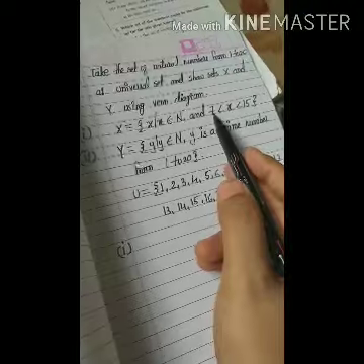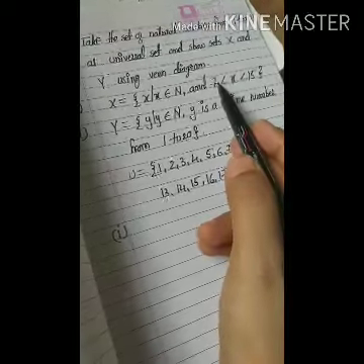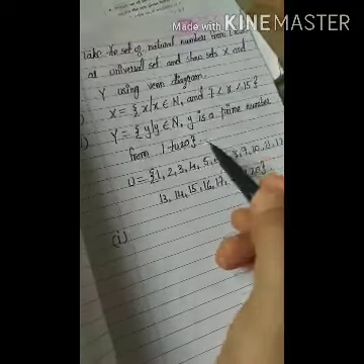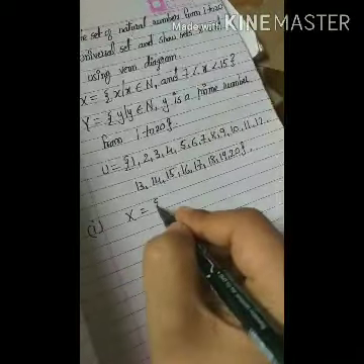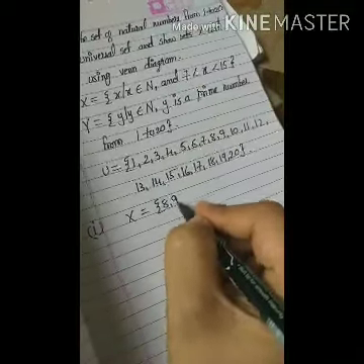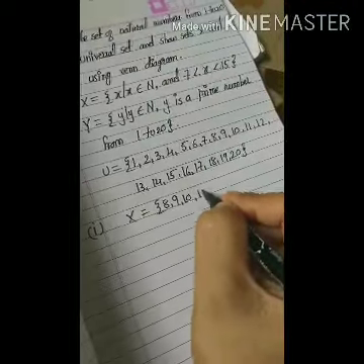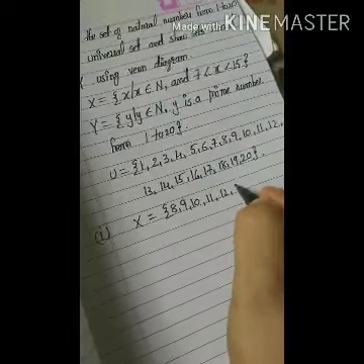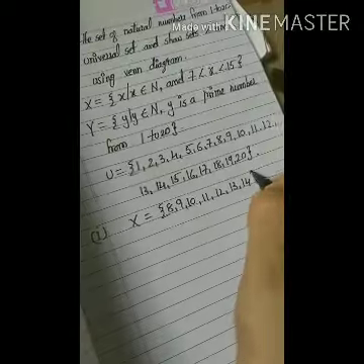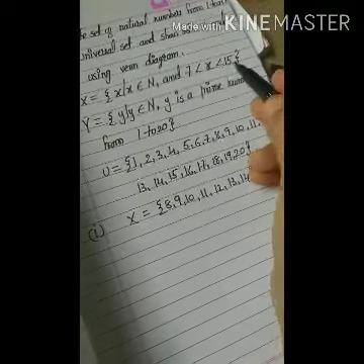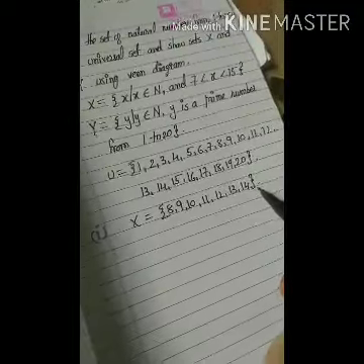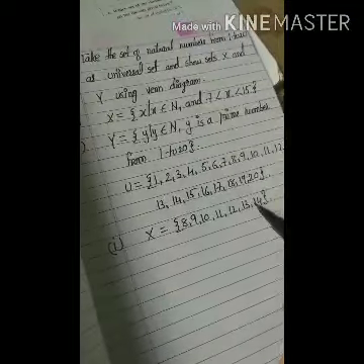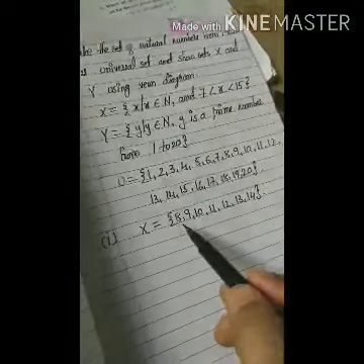Greater than 7 means after the 7, which number comes? 8. So start from 8. Set X equal to 8, 9, 10, 11, 12, 13 and 14. Close the curly bracket. Less than 15 is 14. Now we draw the Venn diagram of set X.